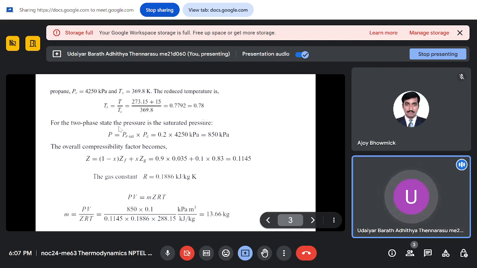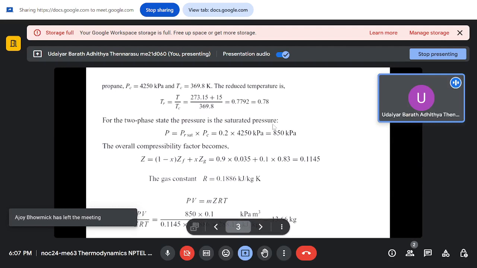For the two-phase state, the pressure is the saturated pressure, so P is PR saturated times the critical pressure. So the saturated pressure is 0.2 times 4250 kilopascal, which is the critical pressure.